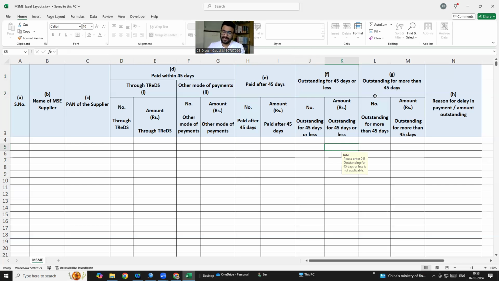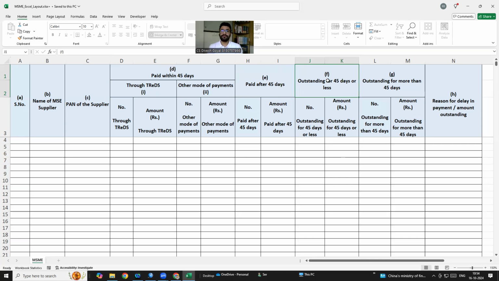Last one, outstanding for more than 45 days. So all the vendors whose payments are outstanding at the end of the half year, more than 45 days, their information you have to mention here. Then you have to mention the reason for delay. Now, what is the biggest change in this form? Earlier, we were mentioning only this information, outstanding more than 45 days. But now we are mentioning other information also, like paid within 45 days, paid after 45 days, outstanding less than 45 days during the half year.